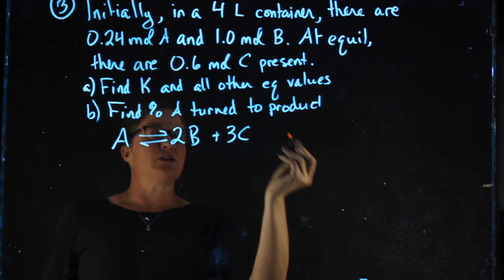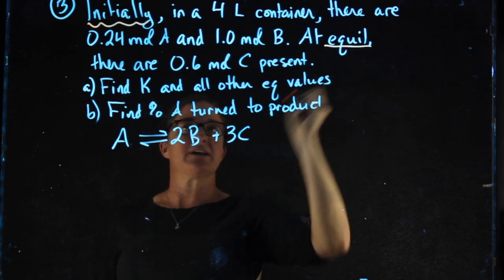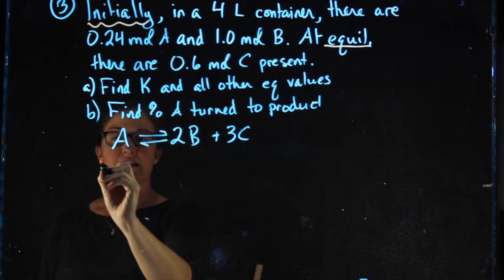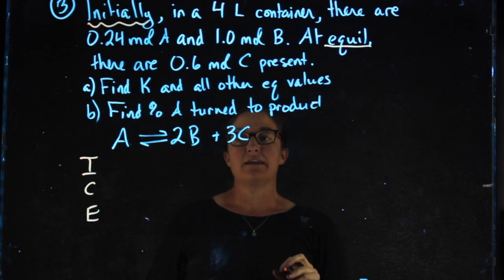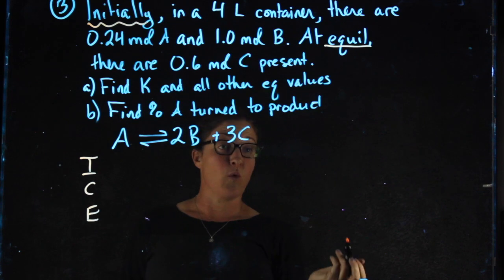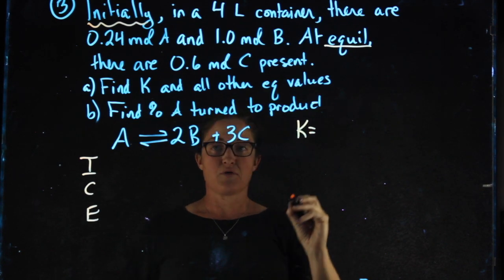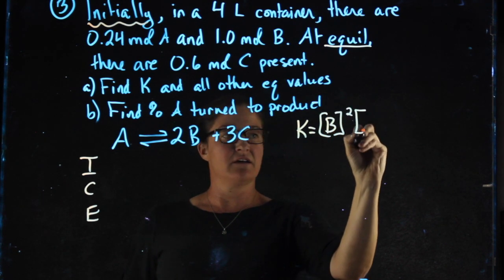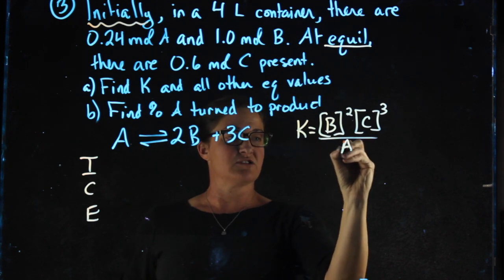So the first thing I notice with this problem is that I have 2 different points in time. If I have initial and equilibrium, I need to be setting up a nice chart. Another thing that I have to do no matter what in an equilibrium problem is I need to write my equilibrium expression. Products over reactants will give me B squared times the concentration of C cubed over the concentration of A.